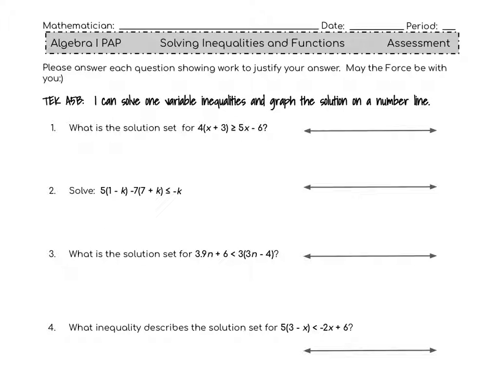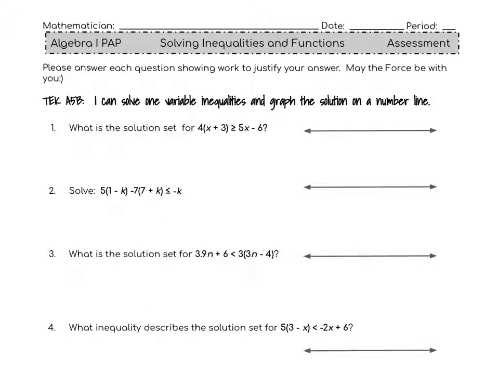Okay, this is the test corrections for the inequalities and function test. Remember, you're writing down, working out the ones that you got wrong, and then you have to do that reflection. The directions are in the classroom, exactly what you have to do. You also need to make sure your homework from Math Excel 1-6 is done.